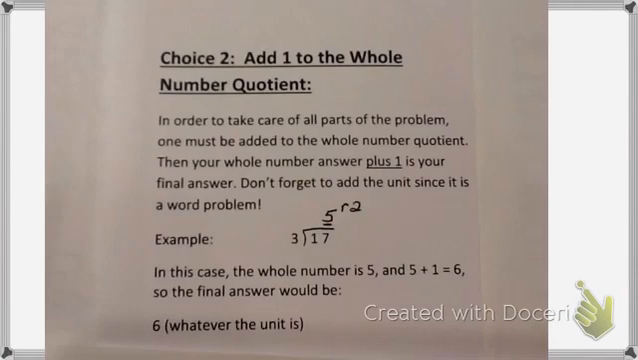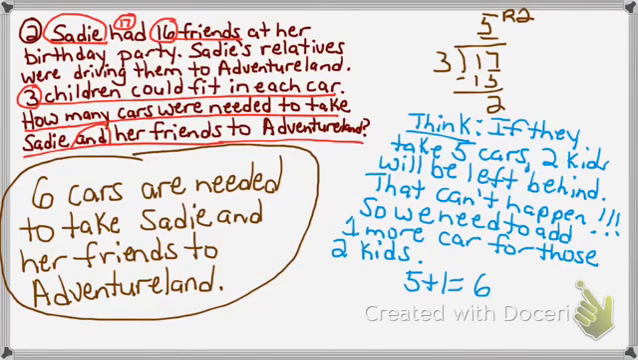Sometimes we can't ignore the remainder and we need to do choice 2. We need to include that remainder, so sometimes we have to add 1 to the whole number quotient to make sure that everyone is included. In this example with Sadie and her friends at the birthday party, we had 5 full cars with 2 kids left over. We're not just going to leave those 2 kids home. We need to take them as well. So we need to add 1 to the 5 to make it 6 full cars are needed to take the kids to Adventureland.